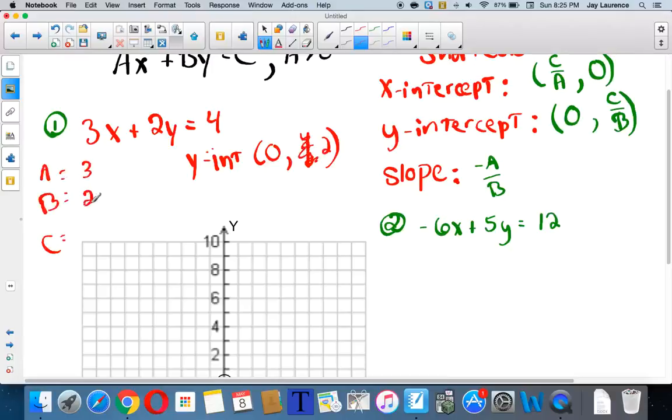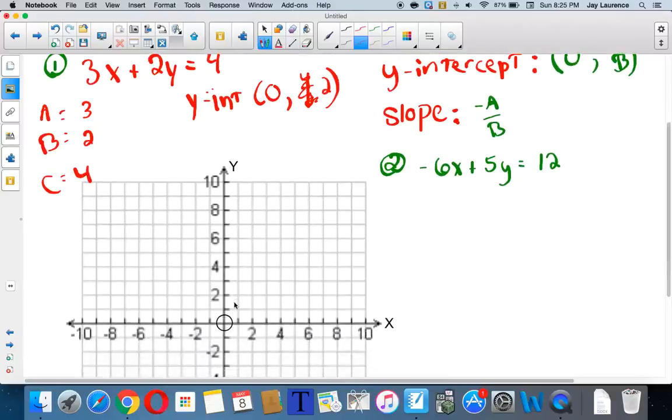Easy as 3, 2, 4. All right, so I'm going to plot the y-intercept at (0, 2) right there. And the slope is going to be negative of A over B. So we're going to go down 1, 2, 3 and right 1, 2. I go up 1, 2, 3 and left 1, 2.